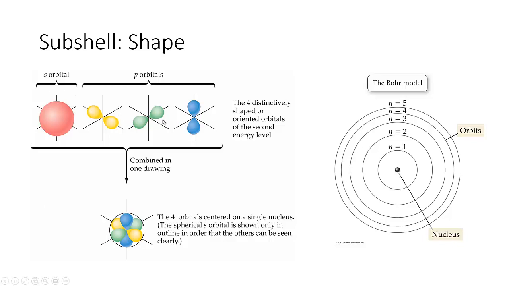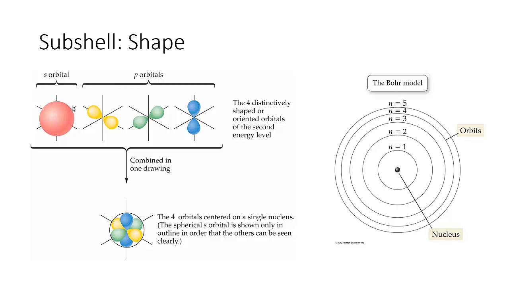So these dumbbells right here are just 3 different orbitals, which means you can have 2 electrons in the yellow, 2 in the green, and 2 in the blue, giving you a total of 6 electrons in the P subshell. Now, the size of these orbitals just grows. So think about the circle getting bigger and bigger.